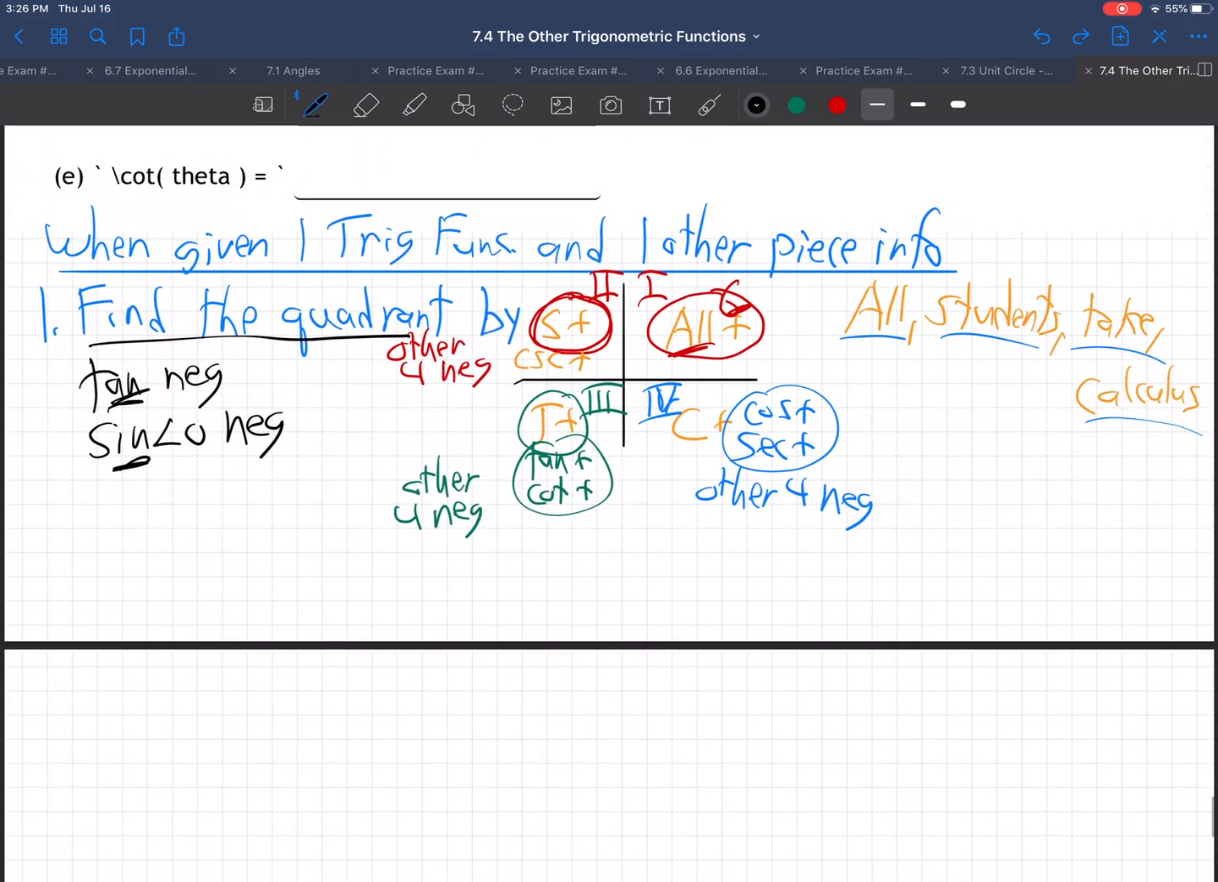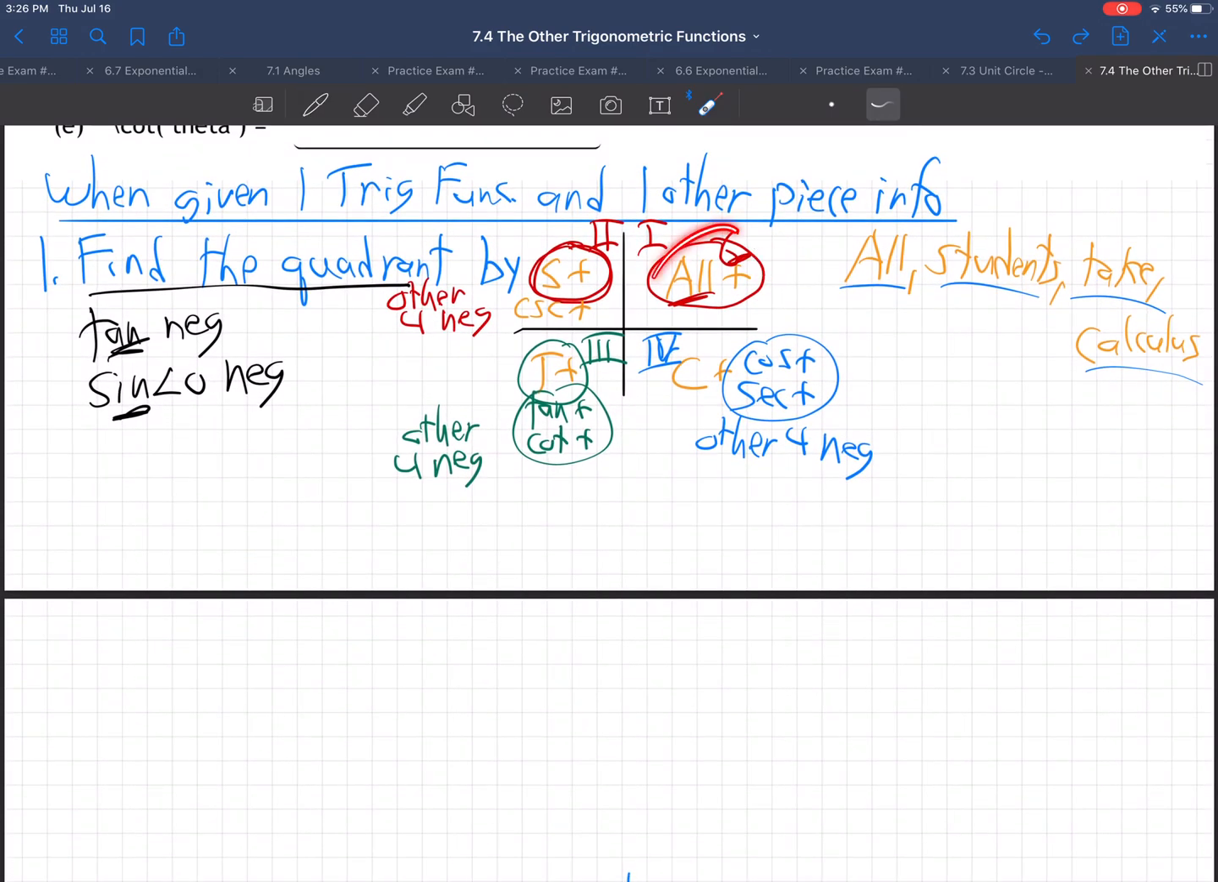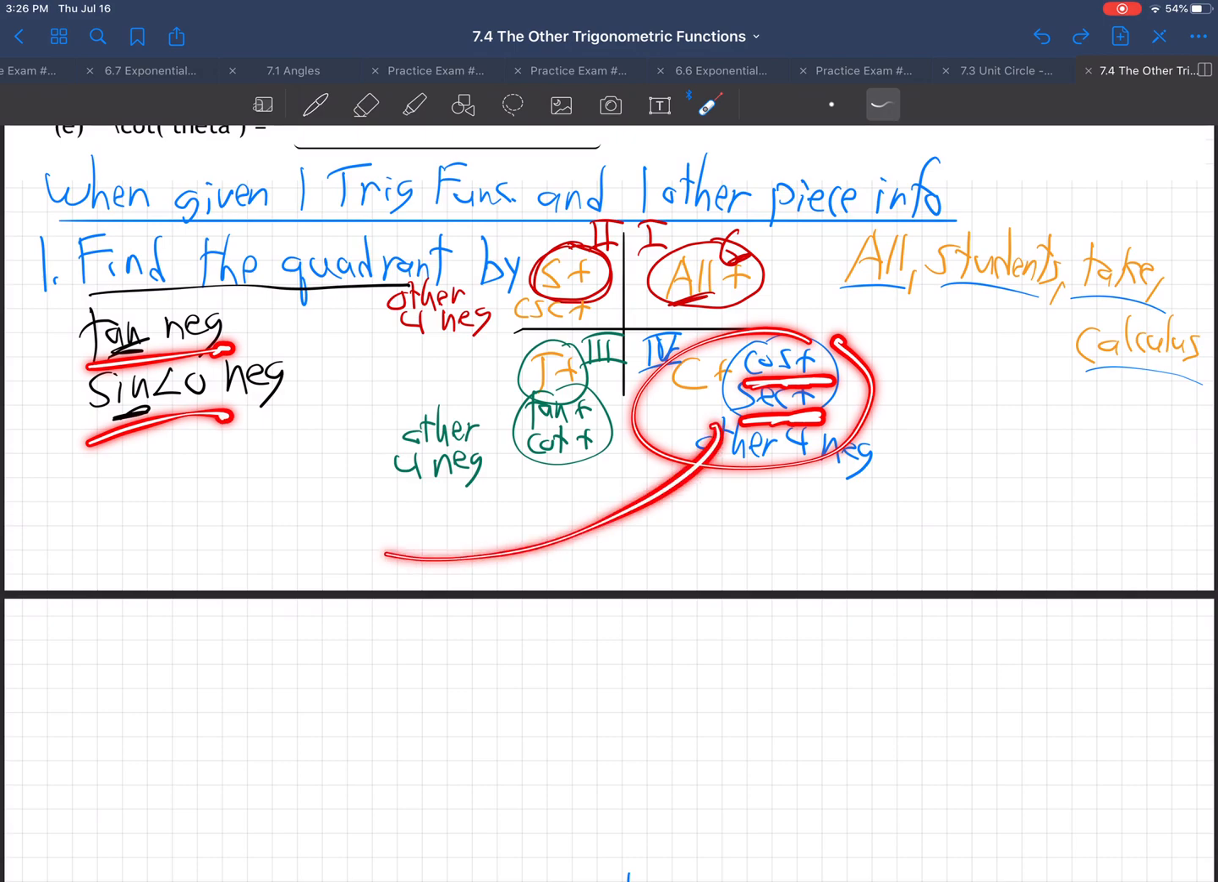Could I be in the first? Let's go through it. Could I be in the first quadrant? No, they're all positive. In the first, no way. Could I be in the second quadrant? No, sine is positive here, it says. And they told us sine is negative. No. Could we be in the third quadrant? No. Tangent's positive here, and they told me tangent's negative. Well, then we got to be in the fourth. Is that right? Yeah. Only cosine and secant are positive. The other four are negative, which would mean tangent and sine and whatever the other two are also. Yeah, we are in the fourth quadrant, aren't we?